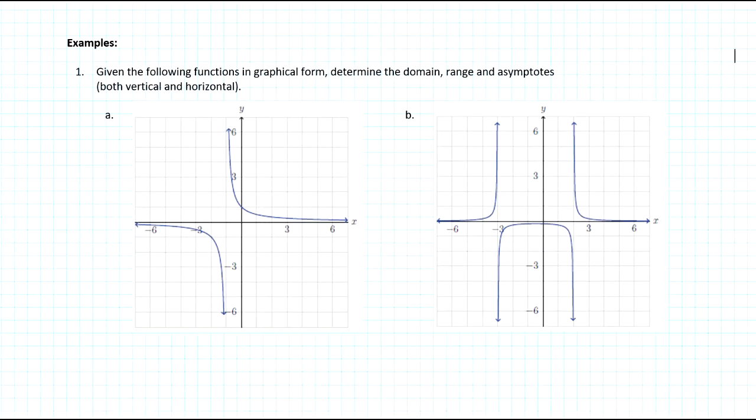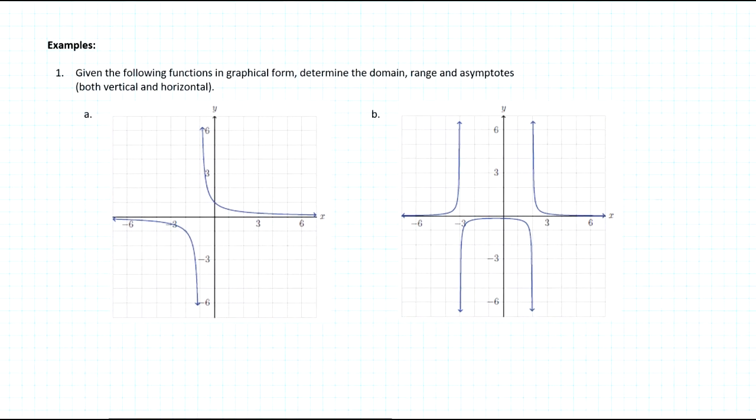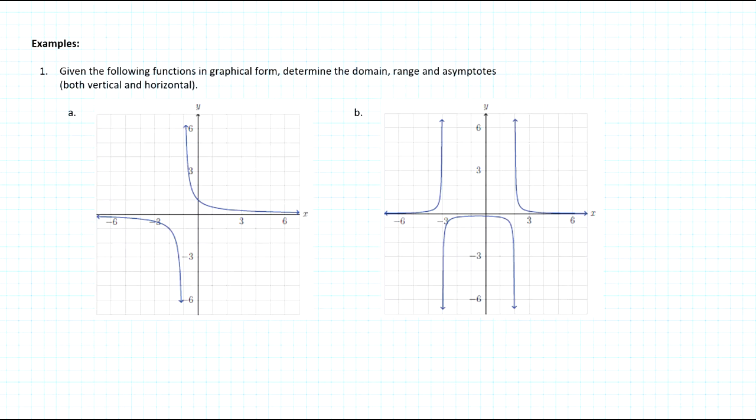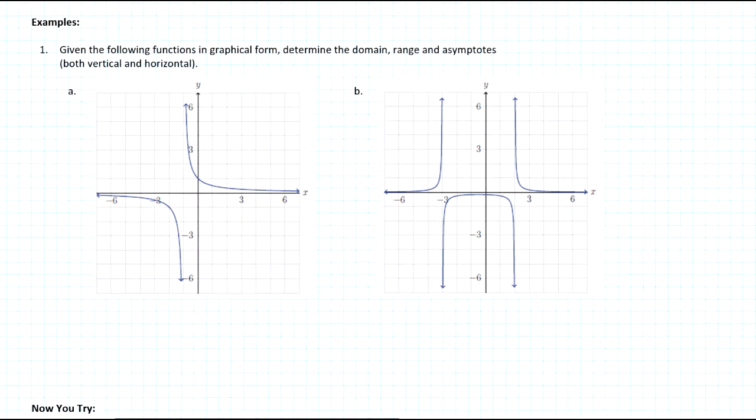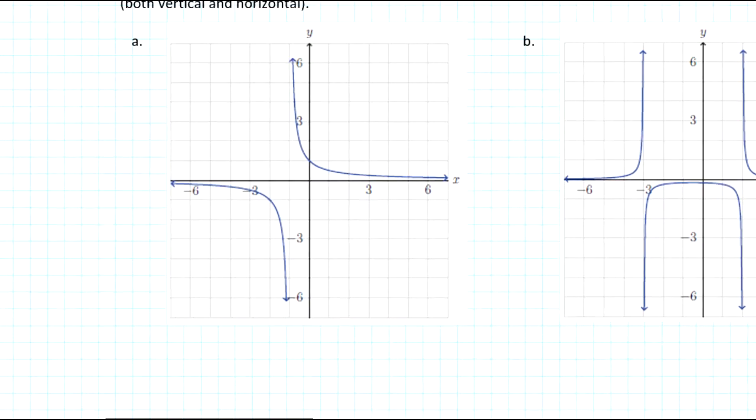All right, for our examples here, our instructions say to, given the following functions in graphical form, determine the domain, range, and asymptotes, both vertical and horizontal. So we need to be defining these things and making sure that we can understand how to view them on this graph. So I'm going to start with just the domain. The domain is any x value that shows up on the graph anywhere.